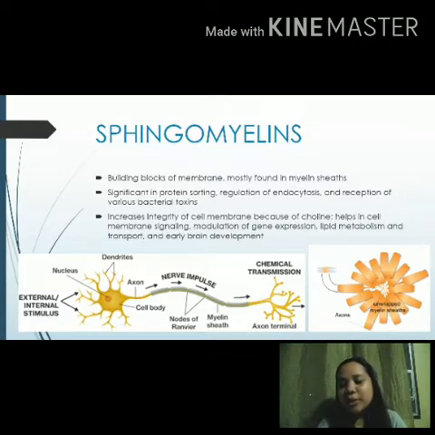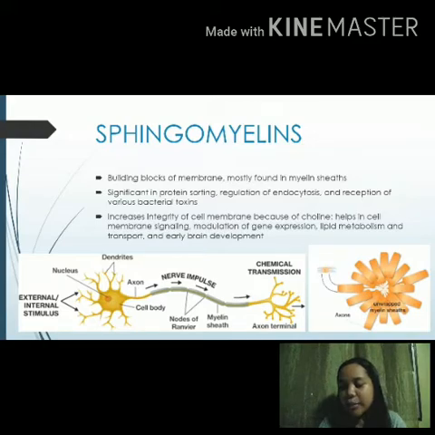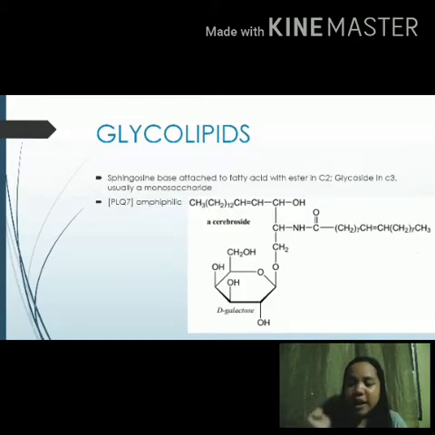And because of the choline present, sphingomyelins also help increase the integrity of the cell membrane by participating actively in cell signaling, modulation of gene expression, lipid metabolism and transport, and early brain development. The other structure is sphingosine glycoside.